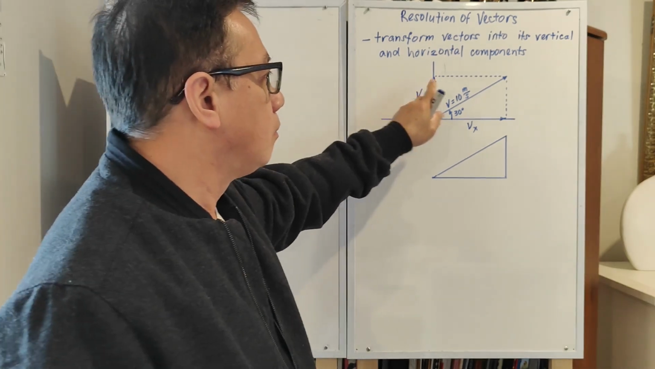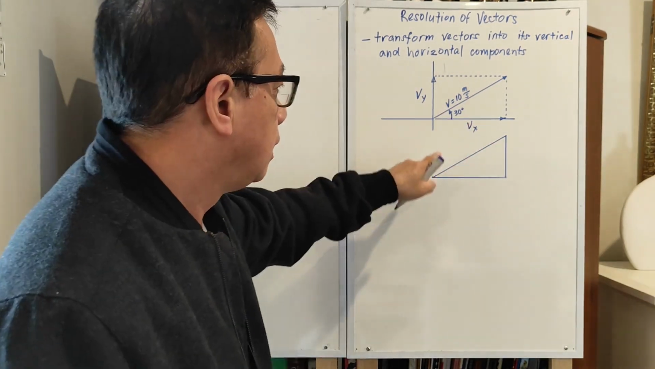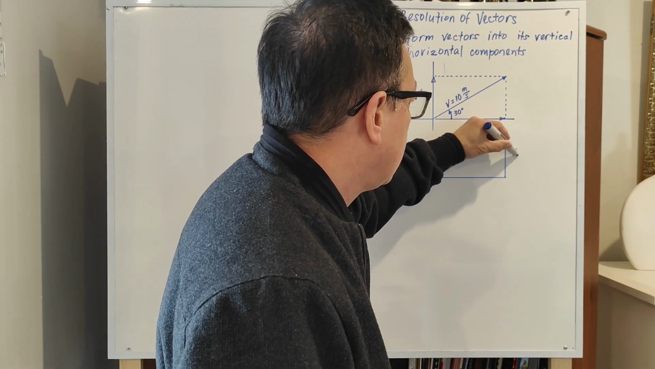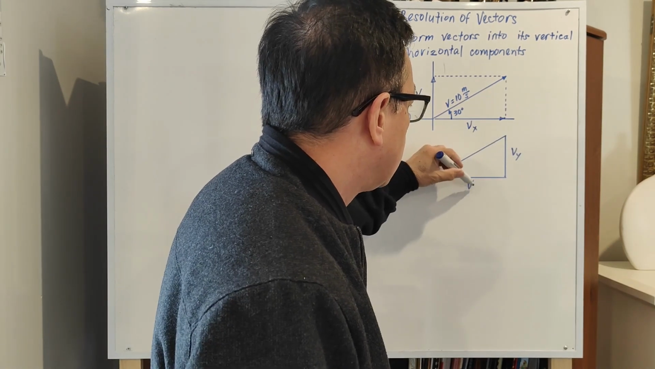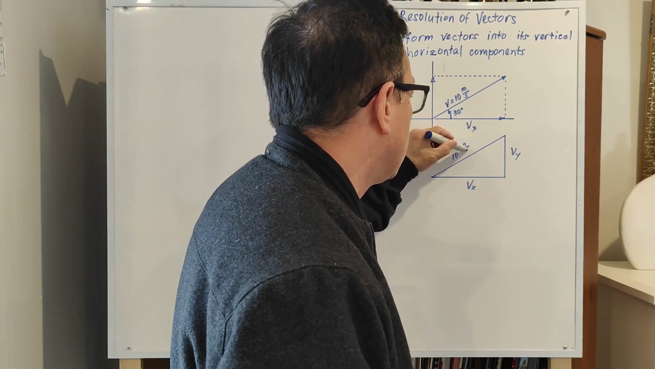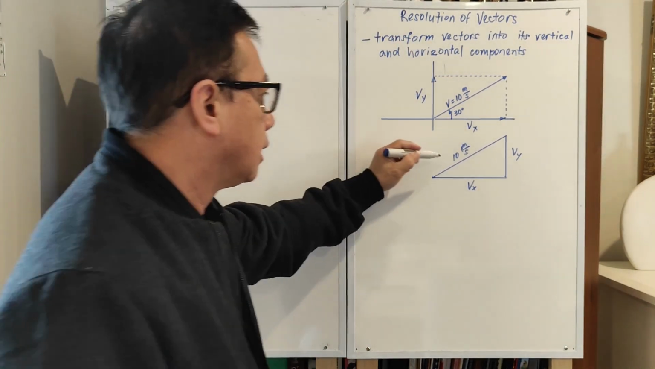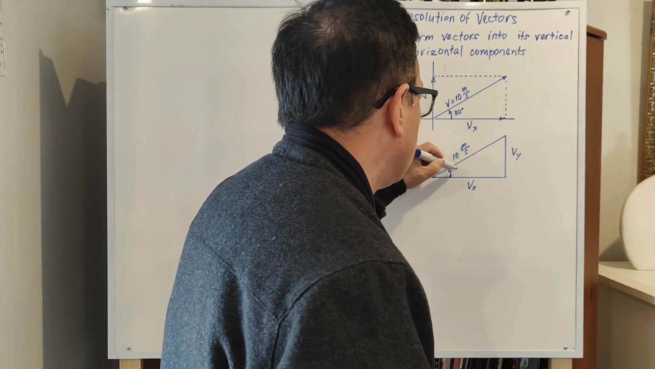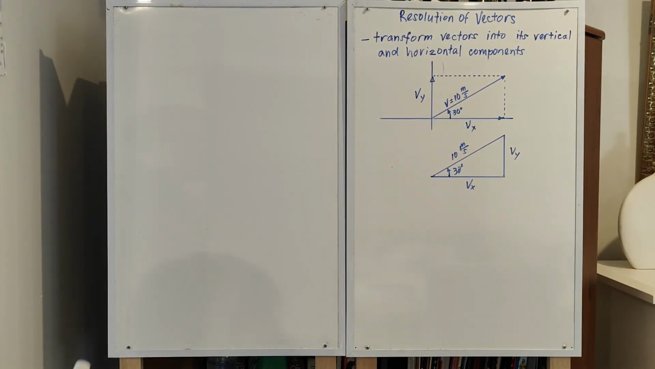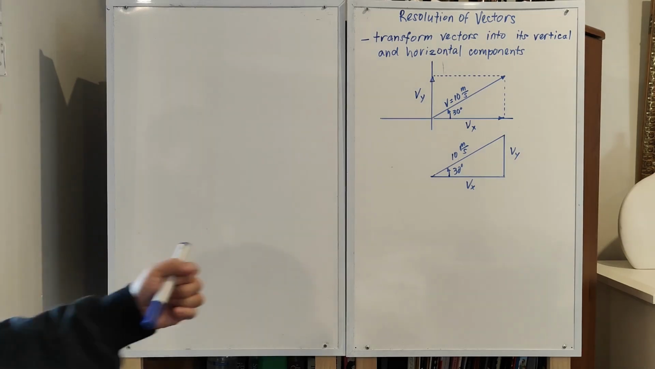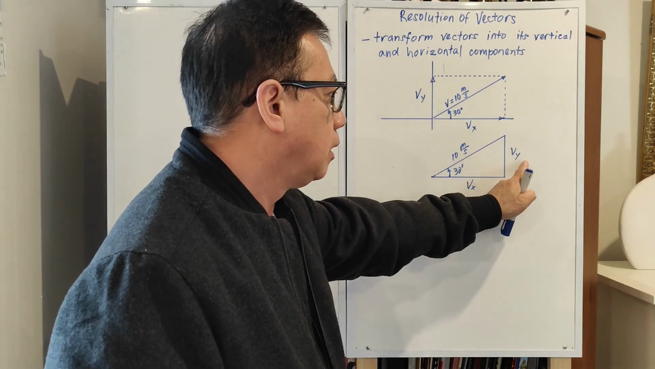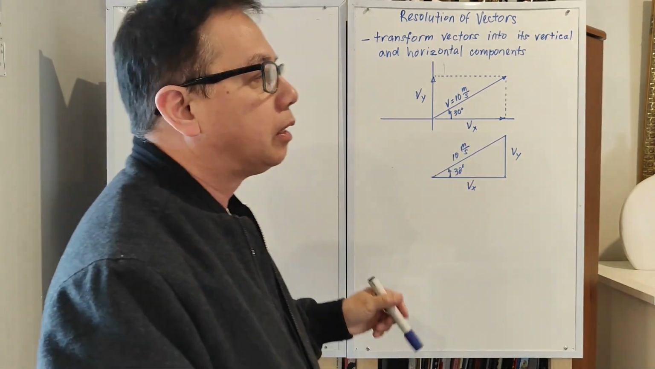So we can make this into a right triangle. So this will become your Vy, and this is your Vx. This is your 10 meters per second at an angle of 30 degrees. If we remember our trigonometry, SOHCAHTOA, if this is your angle, this is your opposite, and this is the hypotenuse.